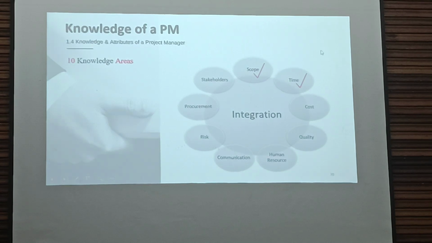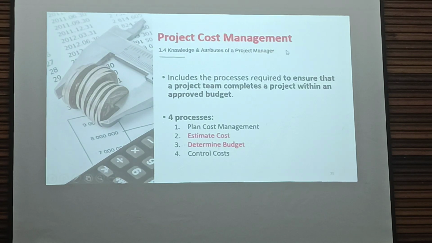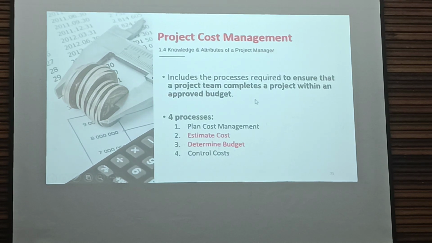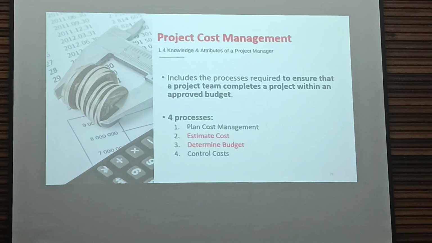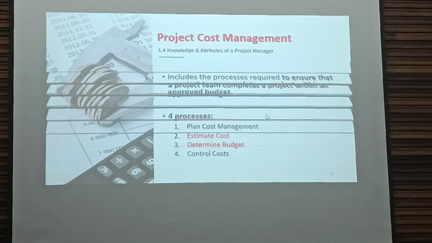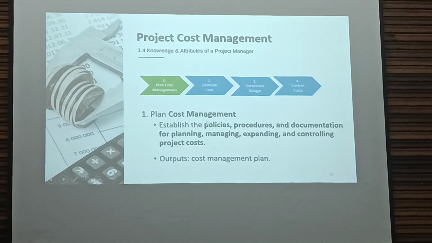What's next is cost management. Project cost management is to ensure that a project team completes a project within the approved budget. There are four processes: plan cost management, which always starts with planning, estimate costs, determine budget, control costs. Plan cost management establishes policy, procedure, and documentation for planning, managing, spending, and controlling project costs.